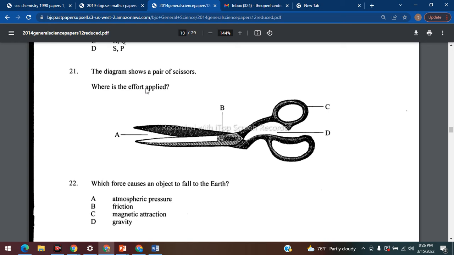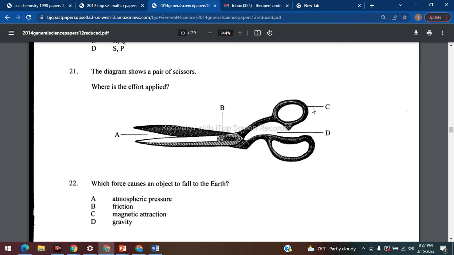Gravity. No. Is it at A? You say A? Effort. Friction? No, where's the effort applied? E? C. Oh, I was reading the wrong question. My bad. Oh, you're reading this one. E? The effort is applied at C.